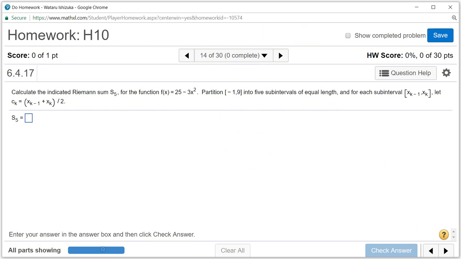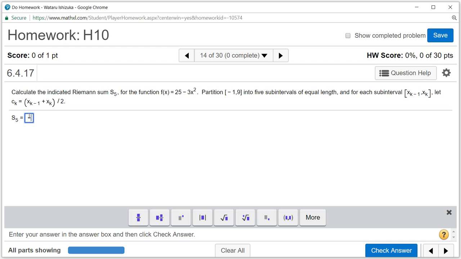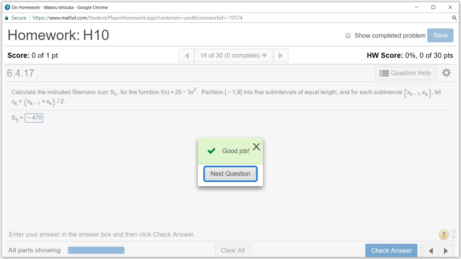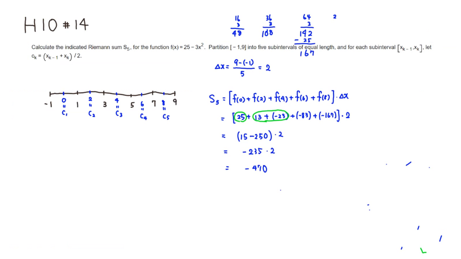So let's plug it in. We found that to be negative 470. Alright, let's check the answer. We got that. Alright, that's it. I hope that this was clear.